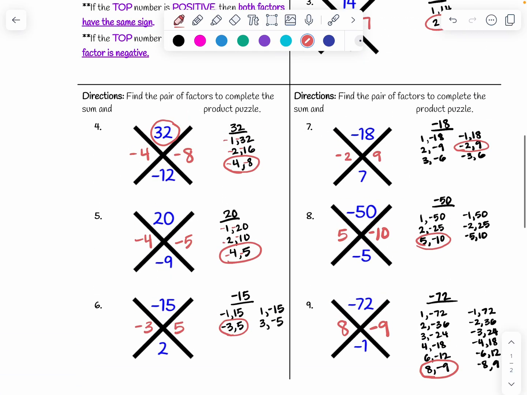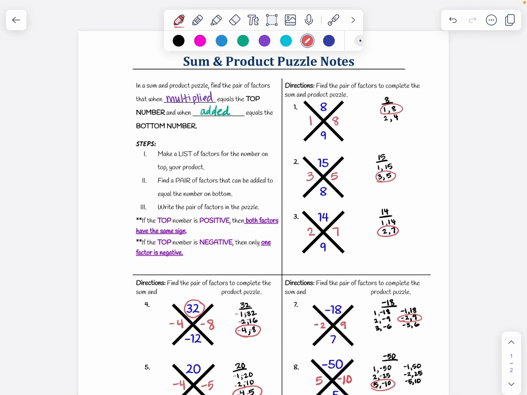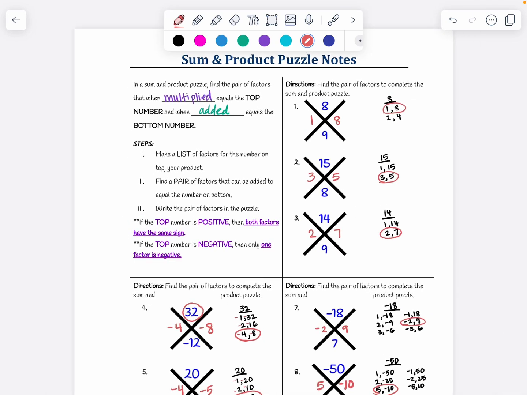So this is all we'll be doing today, but this is a skill you'll be using when we get to factoring polynomials. So very important to have this skill.